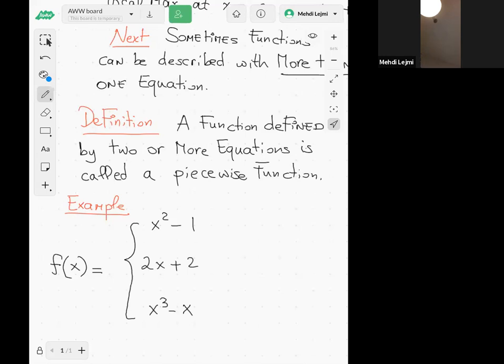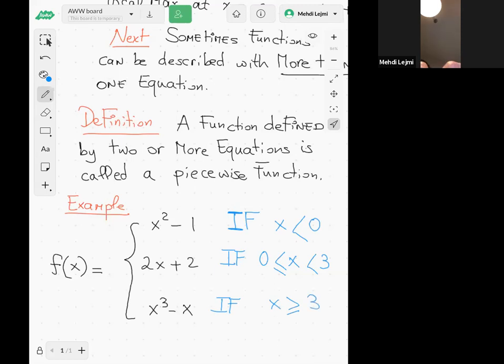The condition to use the first equation is if x is less than 0. I'm going to use the second equation if x is larger or equal to 0 and less than 3, for example. And I'm going to use the third equation if my input x is larger or equal to 3.